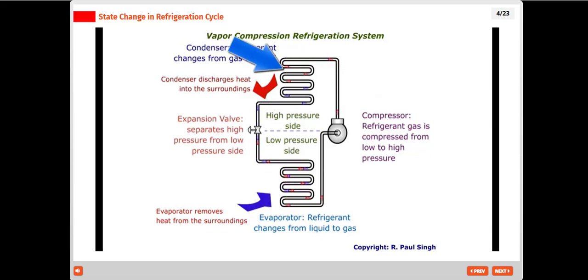And then that liquid goes through the expansion valve, where it is essentially changing from a high pressure side to a low pressure side. As it goes through the expansion valve, most of the refrigerant stays in the liquid state, but some of it does turn into a vapor state. So that mixture of liquid and vapor goes through the evaporator, where, as the heat is extracted from the surroundings, the refrigerant state changes all the way from liquid to vapor. And then we have refrigerant in the vapor state going into the compressor.